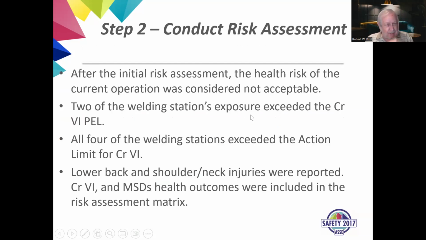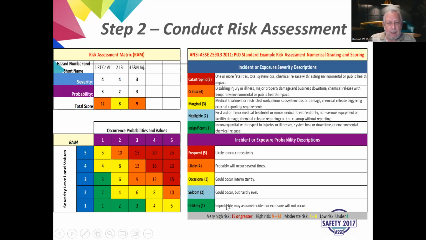After the initial risk assessment, the health risk of the current operation was considered not acceptable. 2 of the welding stations' exposure exceeded the hexavalent chromium PEL. All 4 of the welding stations exceeded the hexavalent chromium action limit. Lower back and shoulder and neck injuries were reported. Hexavalent chromium and musculoskeletal disorder health outcomes were included in the risk assessment matrix.